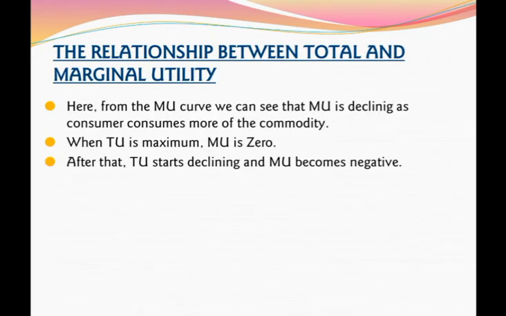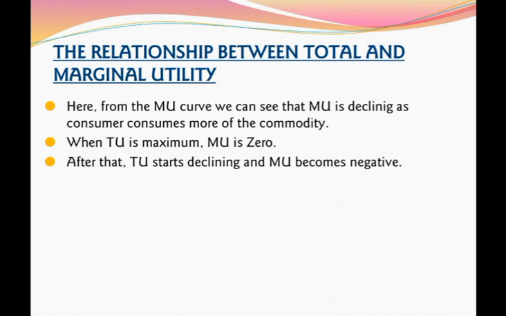Now we will see the relationship between total utility and marginal utility. As you have seen in the diagram, the MU curve is declining as the consumer consumes more and more of the commodity. The same thing we have seen in the law of diminishing marginal utility also.